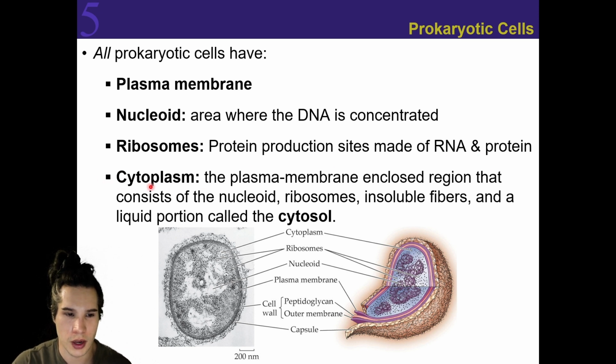And then we also have cytoplasm. So all of your prokaryotic cells are going to have cytoplasm, and that's just going to be the membrane enclosed region, which contains all of that juice and pulp within the cell. Now, the juice without the pulp, we call that specifically cytosol. So cytosol is going to be that liquid portion.